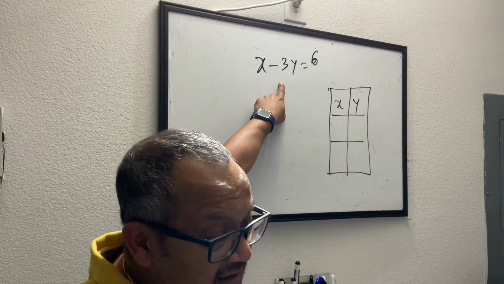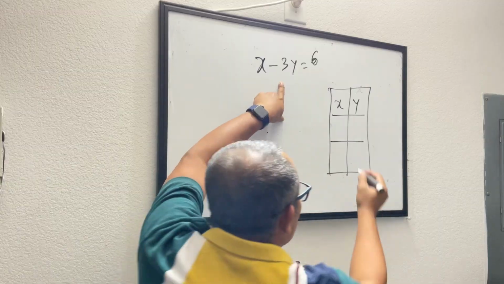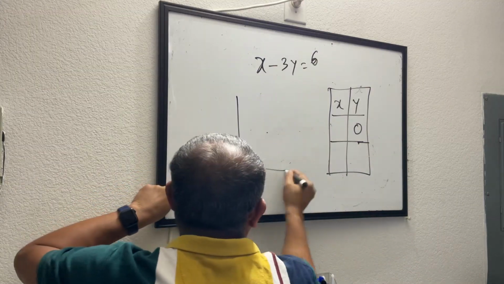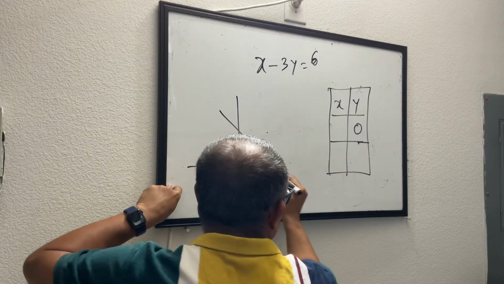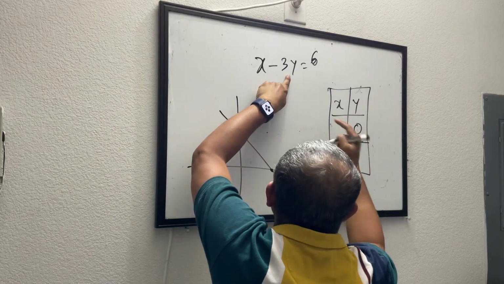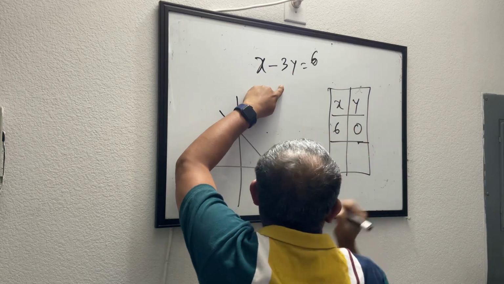Find out the x-intercept. X-intercept meaning y equal to 0. That is when I will have the x-intercept. Meaning that is where it will touch the x-axis, when y is 0. I put y equal to 0. This became 0. X is 6.